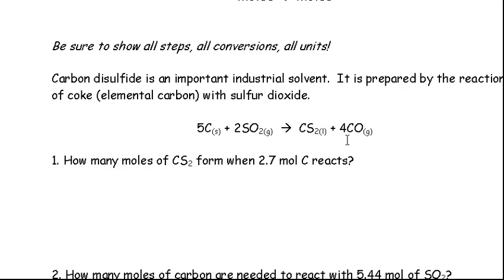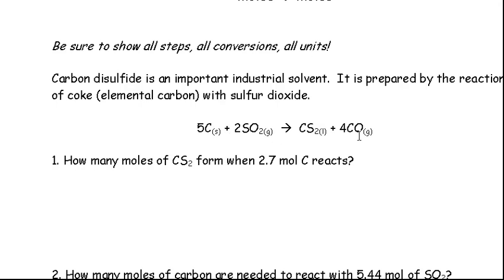If you want to produce carbon disulfide, one thing you can do is react pure carbon, which is called coke in the industry, with sulfur dioxide gas, and you'll get carbon disulfide, the industrial solvent, plus, unfortunately, carbon monoxide. So obviously this reaction must be run in very carefully controlled circumstances. So you're being asked first, how many moles of carbon disulfide could you form if you had 2.7 moles of carbon that you're putting into the reaction?